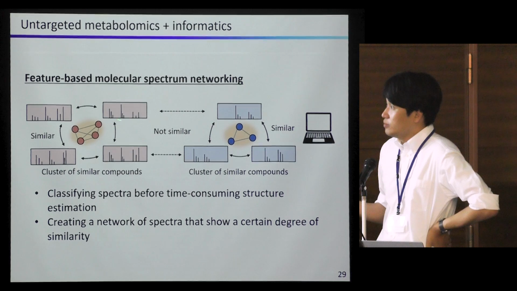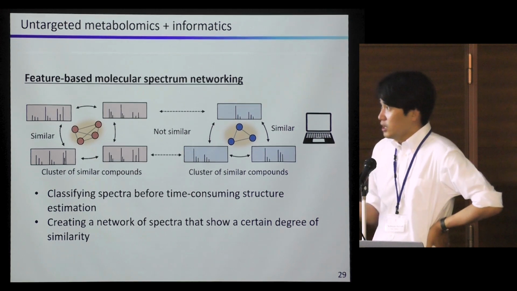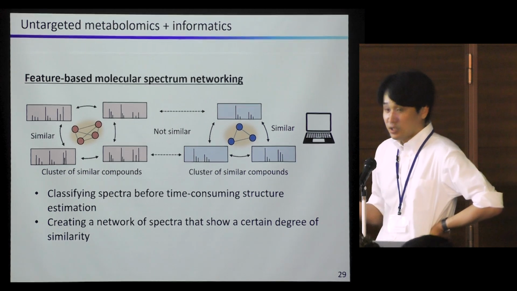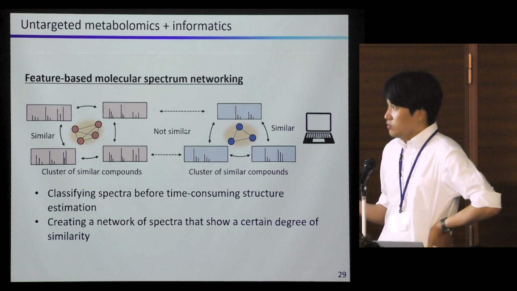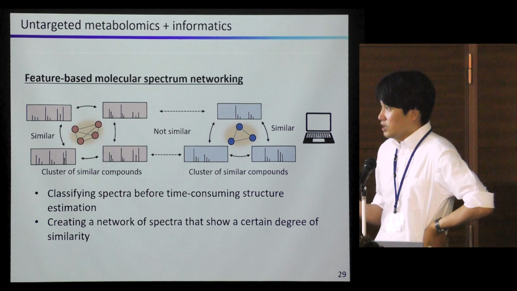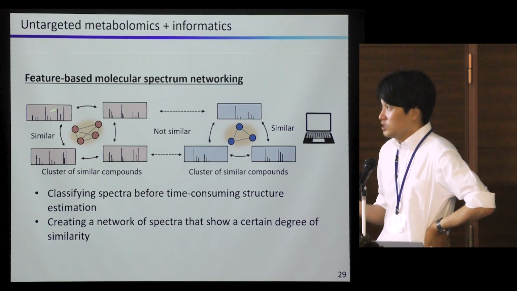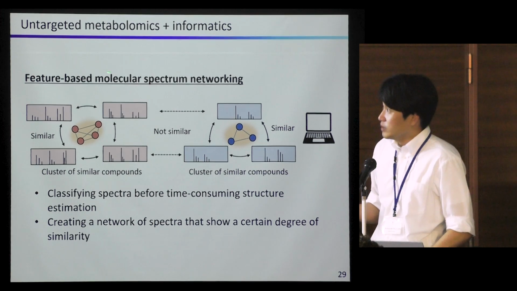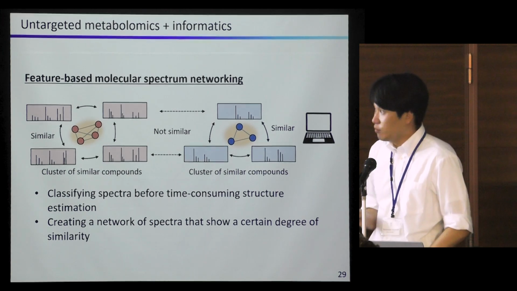Actually, similar structures are assembled into a single network, and different types of spectra mean the structures are also different. So we can assemble the similar derivatives. Then we can focus on these metabolites. So we apply this feature-based molecular spectral networking method.